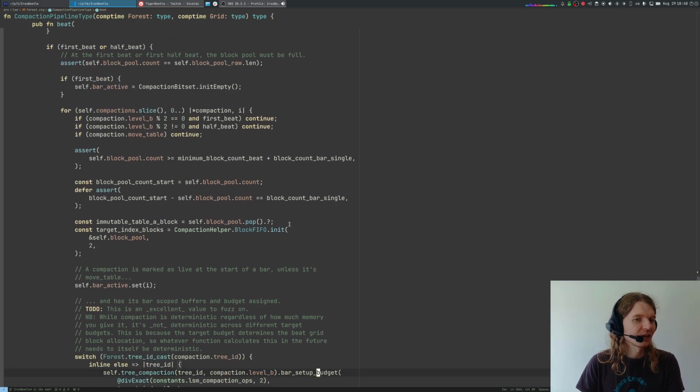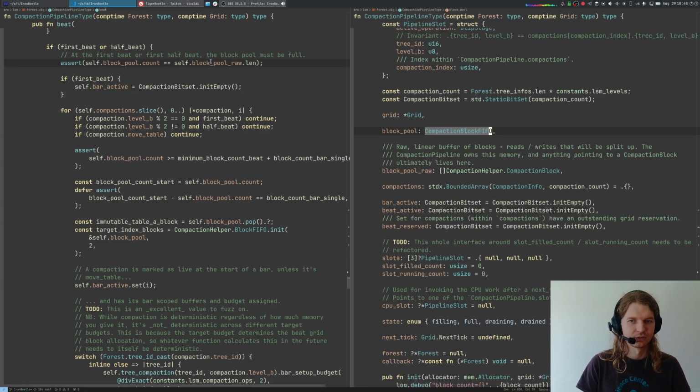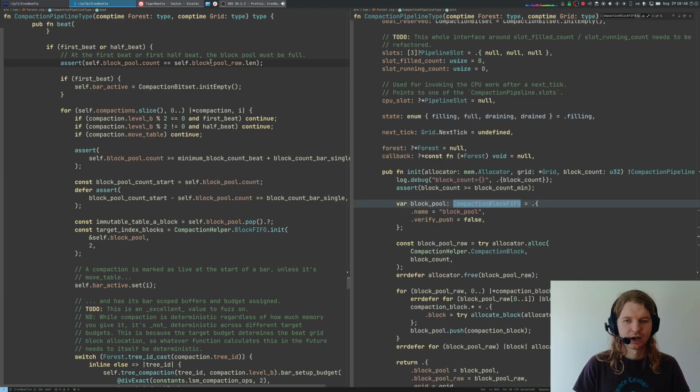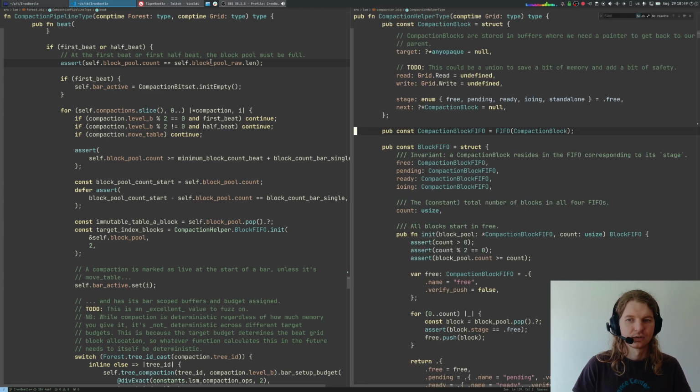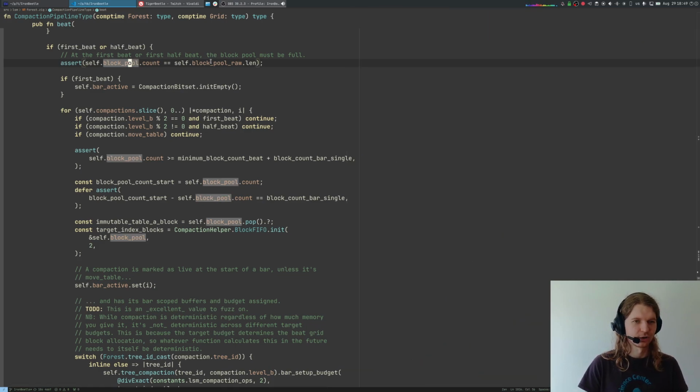Okay, let's see what is happening here. So apparently we have something called block pool, which I am not sure what it is. What is FIFO compaction block? So block pool is a linked list of blocks of some kind, which I don't know what it means. Yes, okay, so let's kind of gloss over this.